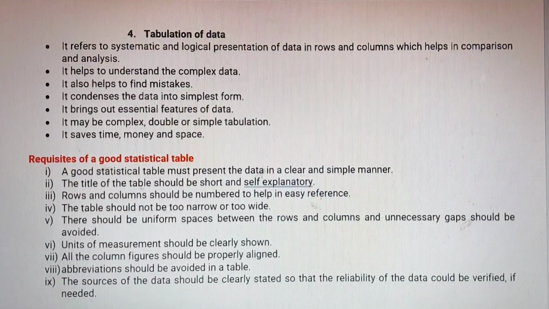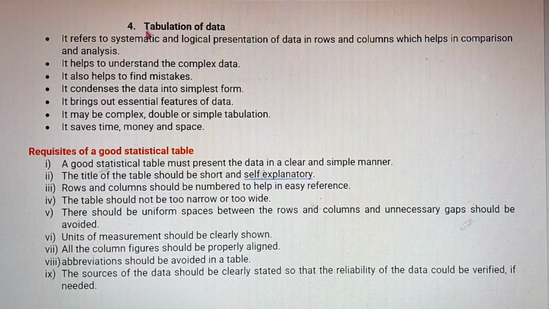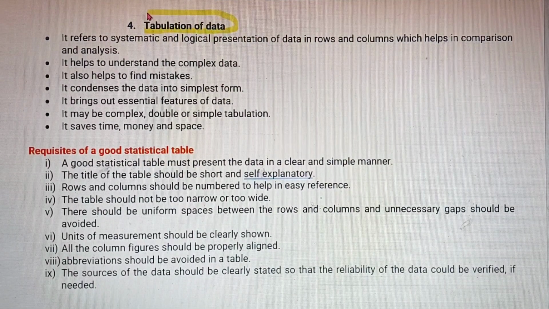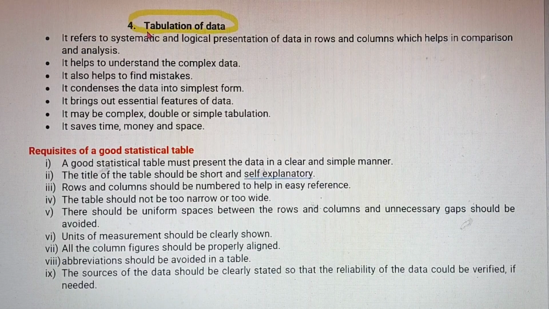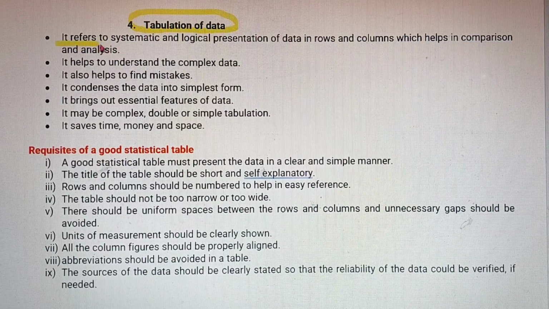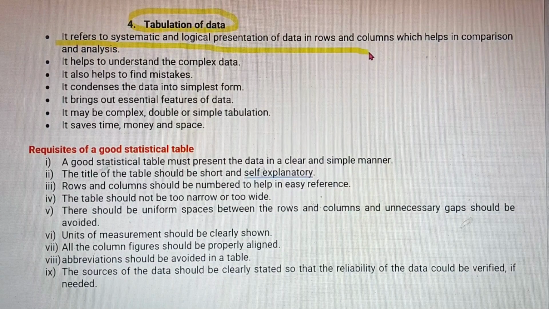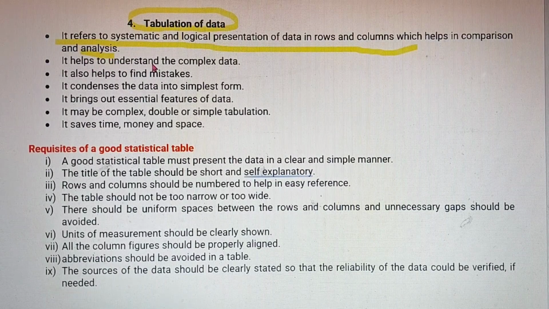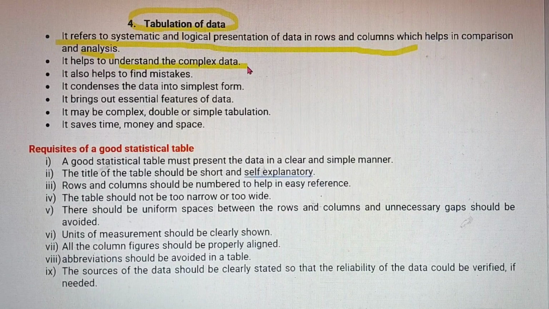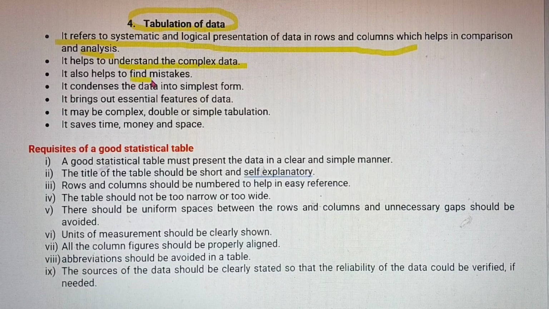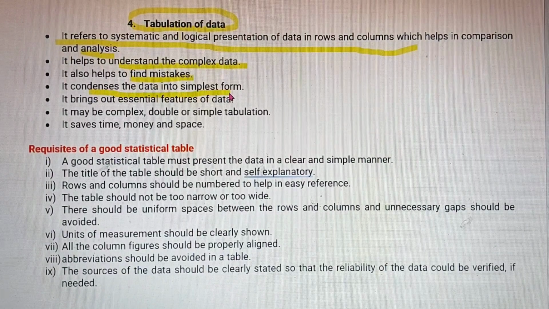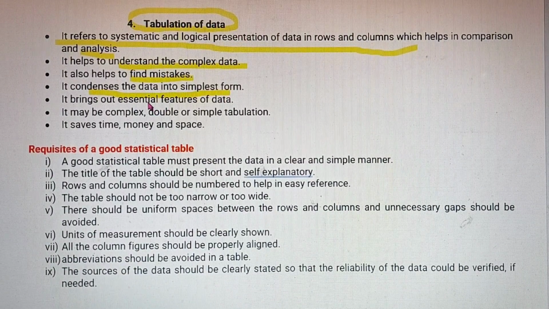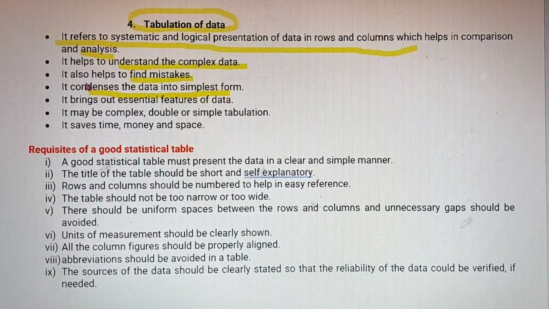The fourth step is tabulation of data. In tabulation, a short note also comes, that is, write a short note on tabulation of data. Now, it refers to the systematic and logical presentation of data in rows and columns, which helps in the comparison and analysis of data. It helps to understand the complex data quite easily, and again, we can also find some mistakes if there are any, and it condenses the data into the simplest form, and like this. So tabulation is all about presenting the data in a logical way, in a systematic way.